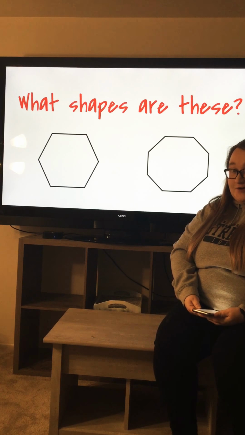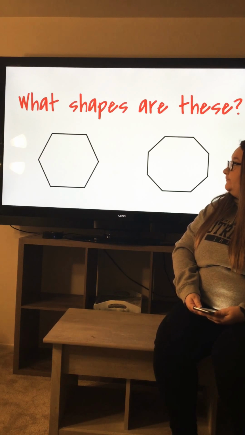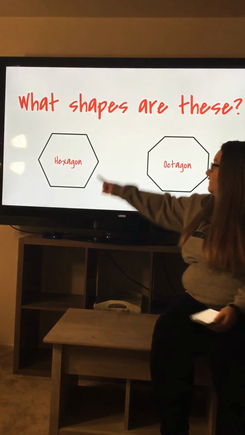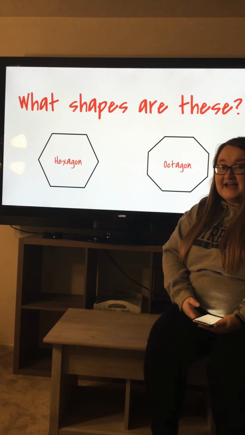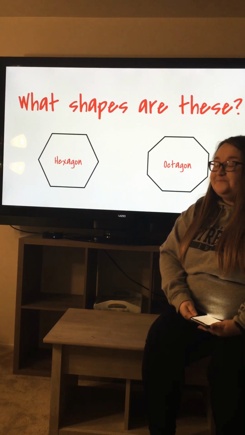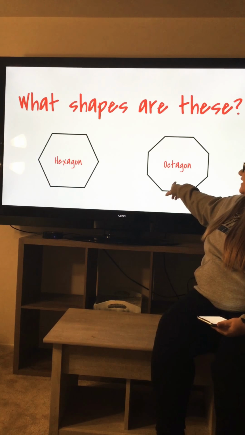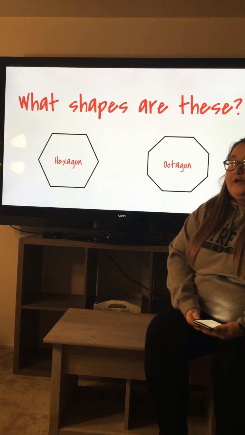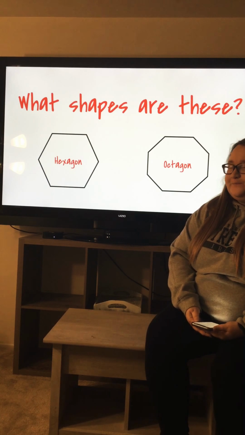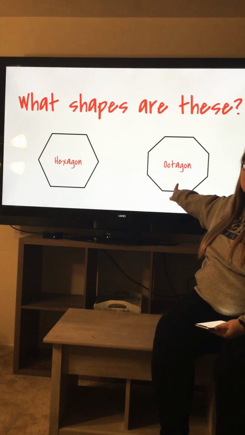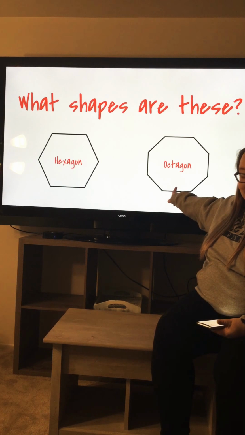Again, you can write it down or you can just keep it in your head. What shapes are these? The first shape is a hexagon. A hexagon has 6 sides and 6 points. The second shape is an octagon. That has 8 sides. Which of these shapes is more like a stop sign? The octagon is the same shape as a stop sign.